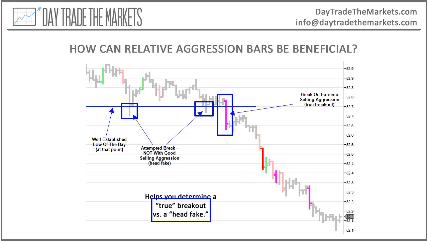Here we break below on a level 3 selling aggression. Does that mean that every single time there's a level 3 on the low of the day, it's going to be a huge move below? No, not every single time, but it sure gives you much better odds of that happening, and you're very rarely going to see a strong vertical move that doesn't start with a level 3 bar. So they're a very good clue for when the market is breaking out and truly going into a vertical phase.